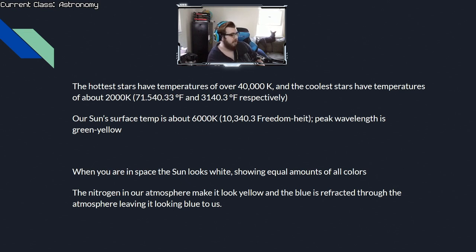Yes, that's actually how we figured out that the sun has an atmosphere. We used a UV telescope to do that, which is pretty cool.